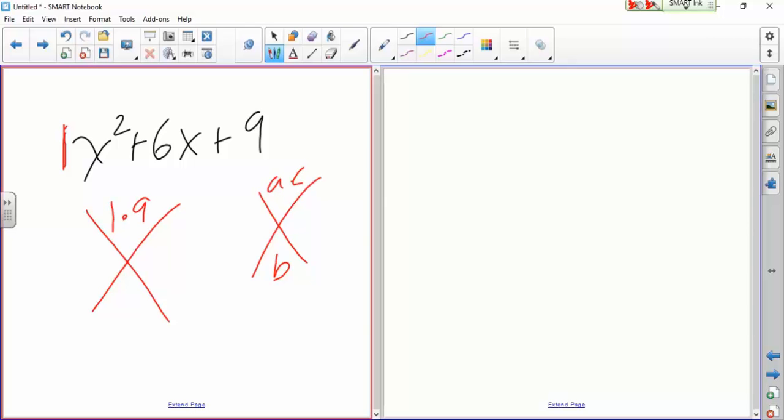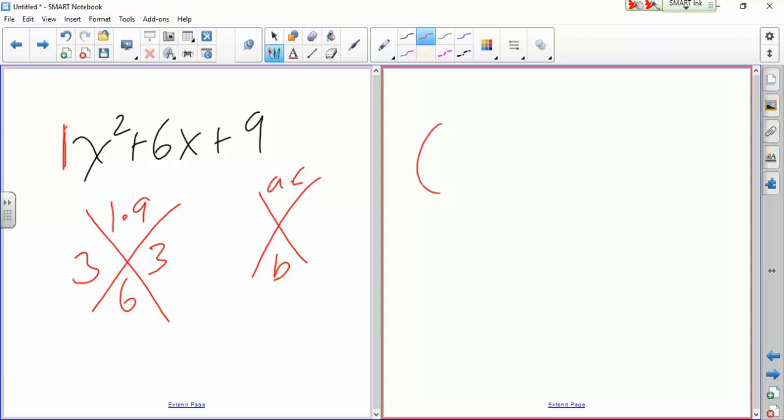9. And you were forward thinking to think that 1 times 9 is 9. And then down below we put what? 6. And remember how do we use these numbers? This 9. Well, we find two numbers that multiply to make 9, but add to make 6. That's right. And so what two numbers multiply to make 9? So 3 and 3.